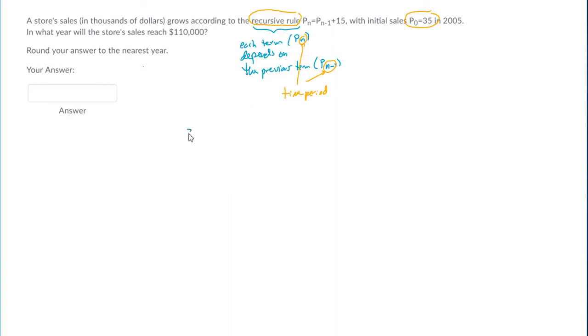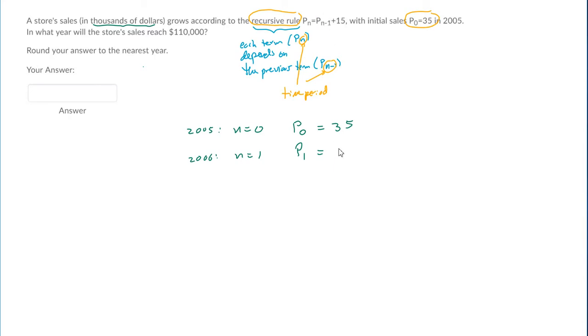In 2005, which we'll call n equals 0, year 0, we've got that the value of the sales in year 0, which is really year 2005, is told to us to be 35. Now this is in thousands of dollars, so what they really mean is $35,000. We'll just remember that's 35,000. Now, what about in 2006? 2006 would be the first n equals 1 year, and P1, we're told, is equal to what?